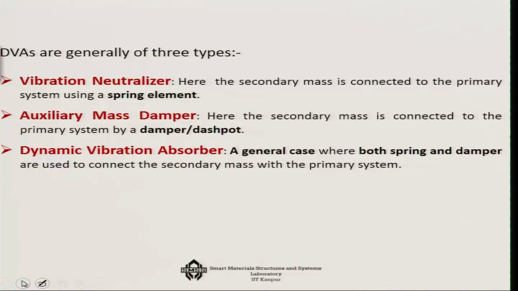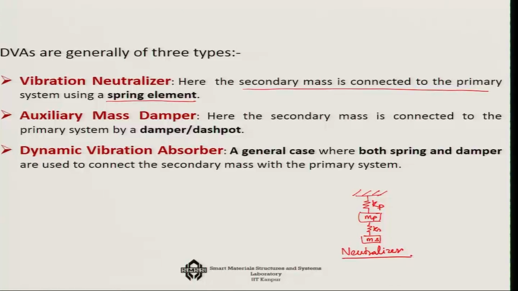Now, we can classify all these applications into three basic categories. The first category is where you are adding the secondary mass to the primary with the help of only a spring element. Then it is called a vibration neutralizer. So, we have once again a primary system. This is primary MP, this is K primary, and I am only adding one spring and one secondary mass. So, this is our neutralizer.